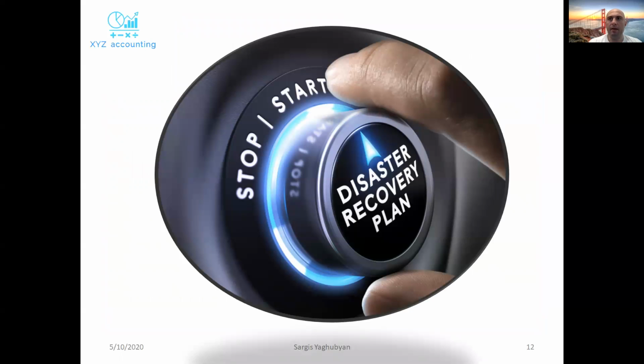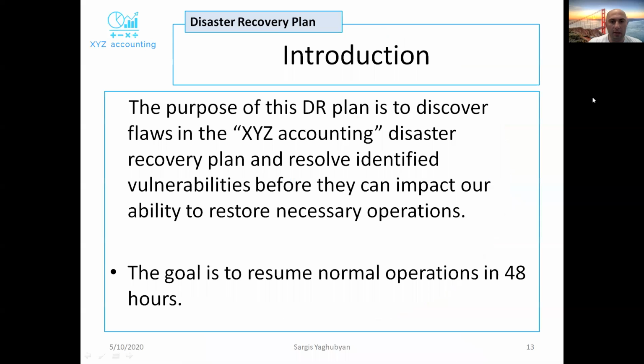Disaster recovery plan. In the disaster recovery plan, I'm going to cover our main goal, which is to create a comprehensive disaster recovery plan and to ensure that in our company, XYZ company, all computer systems are backed up and we will quickly recover from any incident or disaster. Our goal is to resume normal operations in 48 hours. We will also cover some areas that we will need to address in the case of a disaster as well.